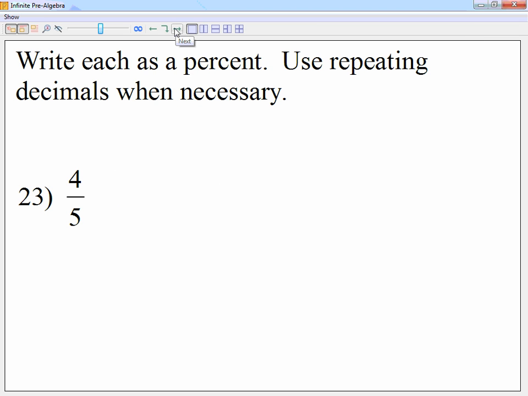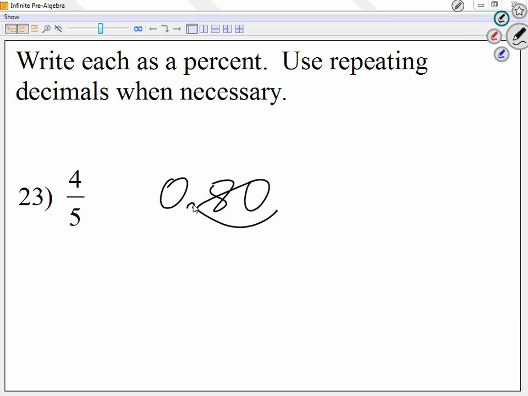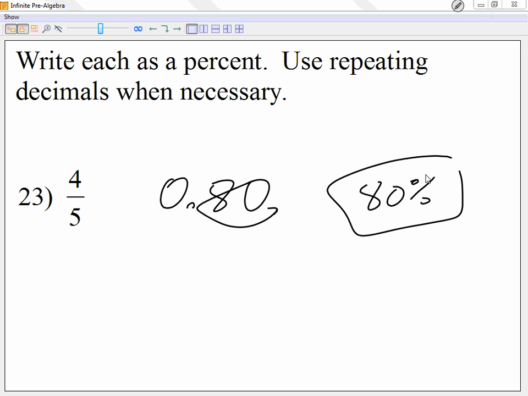Write each as a percent. What I'm going to do first, let me type this in. Let me get the decimal first. 4 divided by 5. According to the calculator, I get 0.8. I know from a decimal to convert it to a percent, we saw that a few questions back, I had to move this 2 places to the right, add a 0 to do so. Move it 2 places to the right, so I'm going to call this 80%. I said first I got the decimal, and then move it 2 places to the right.